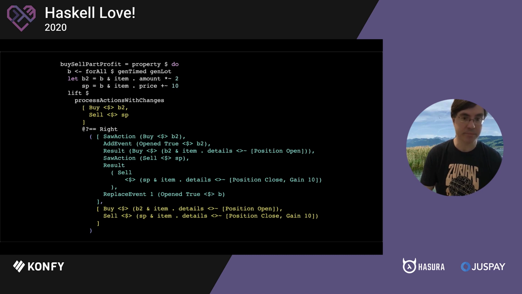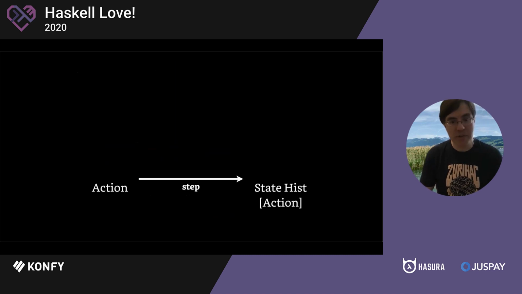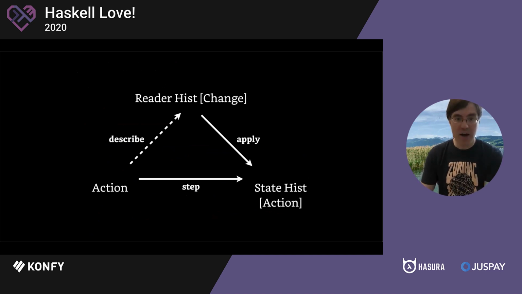So if I were to describe this pictorially, I would have my original step function here as an arrow that goes from actions to a list of actions produced in the context of some stateful history. And I now have 2 arrows. So I've taken my original problem and I've decomposed it into 2 subproblems.